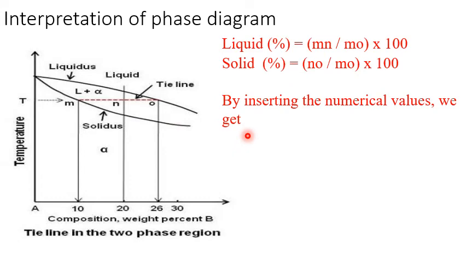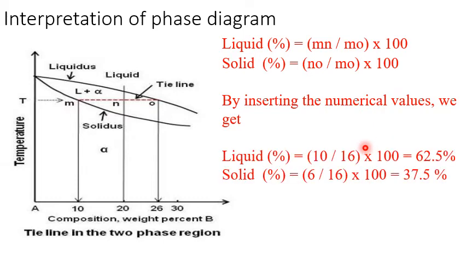So how exactly are we going to get this? You can see the liquid will be equal to Mn divided by Mo into 100. The solid will be equal to Mn divided by Mo into 100. So by inserting all the values, you can easily get 62.5 and 37.5.